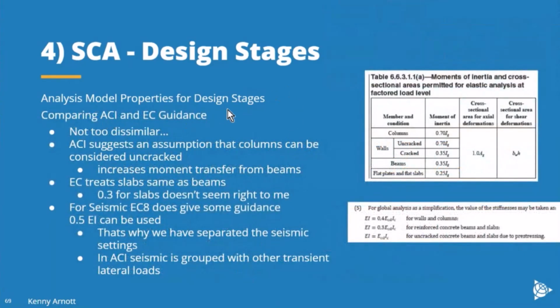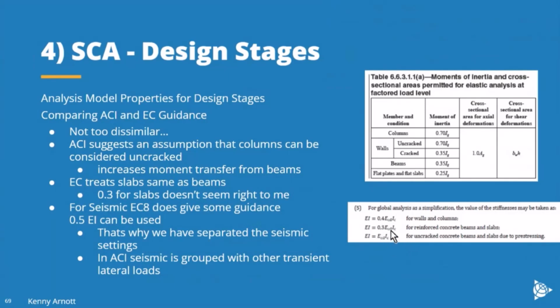So comparing those, the ACI and the EC, actually we're pretty close together. This is the guidance from the ACI, and this is the guidance from the EC for basically the same sort of situation. The primary differences are in the columns, where ACI, I think, essentially assumes that columns will tend to be uncracked, so you get this 0.7, whereas the EC has gone for 0.4. But for the beams, the 0.35 to 0.3 is very similar.